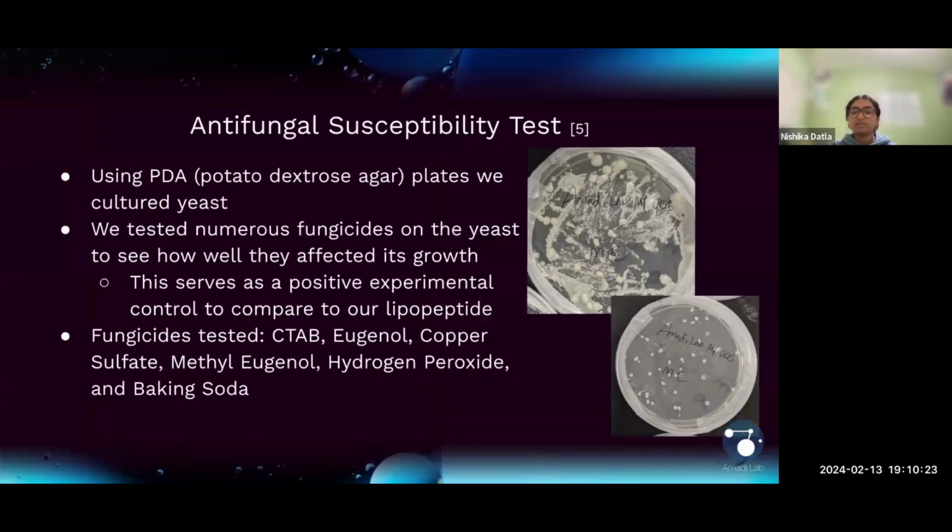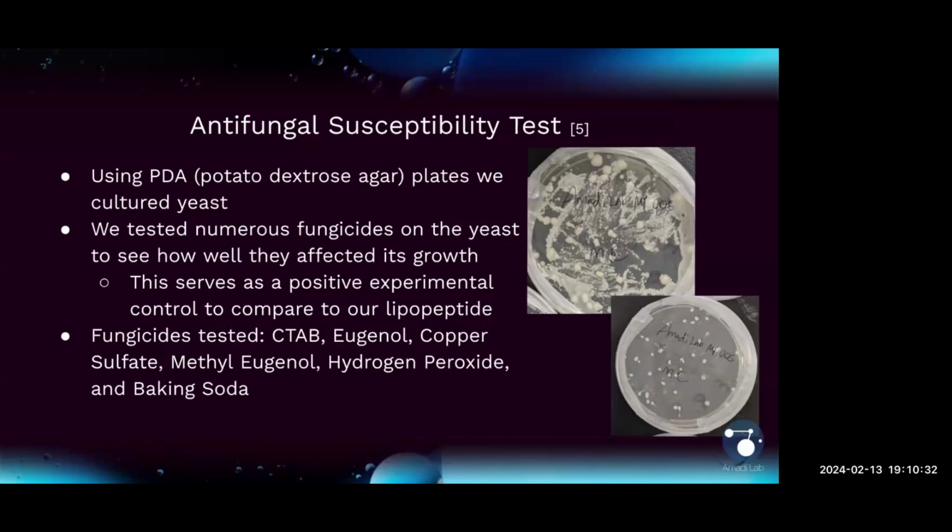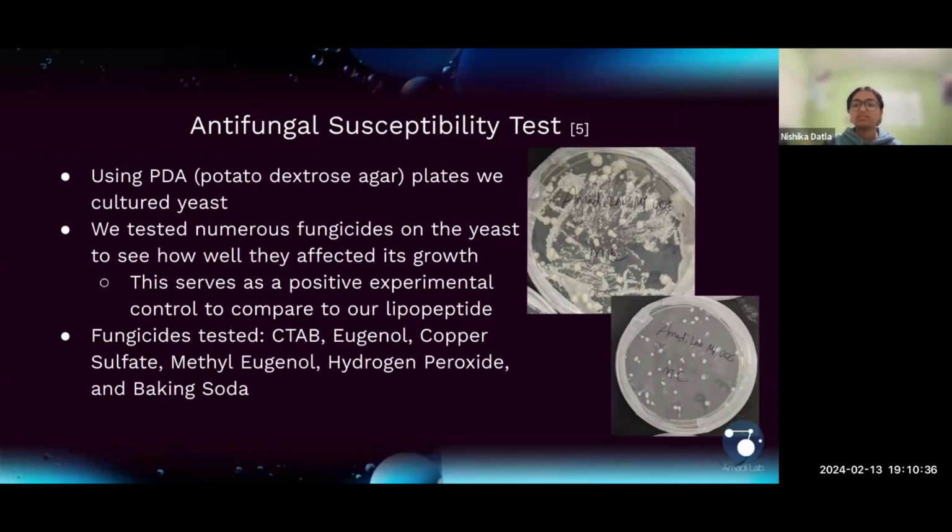So how we did this is by splitting up a PDA plate into 4 quadrants, and then swabbing the plate with yeast, and then placing a small amount of each fungicide in one quadrant. So what this does is it serves as a positive experimental control to compare it to our lipopeptide in the future. The fungicides we have tested so far are CTAB, eugenol, methyl eugenol, copper sulfate, hydrogen peroxide, and baking soda.